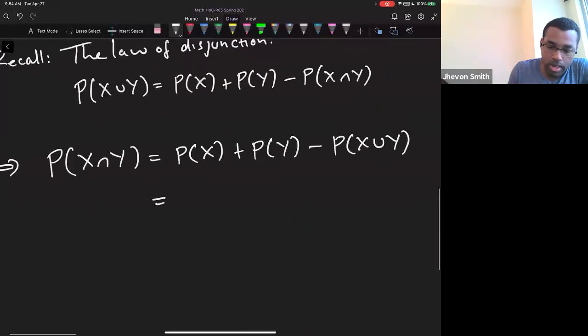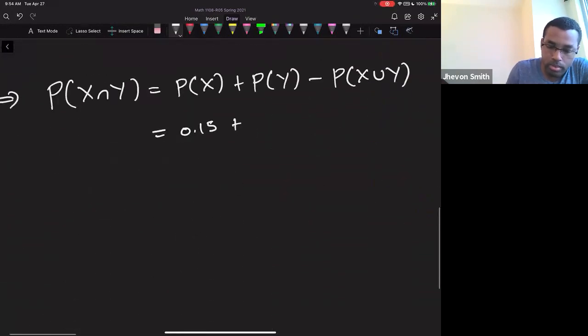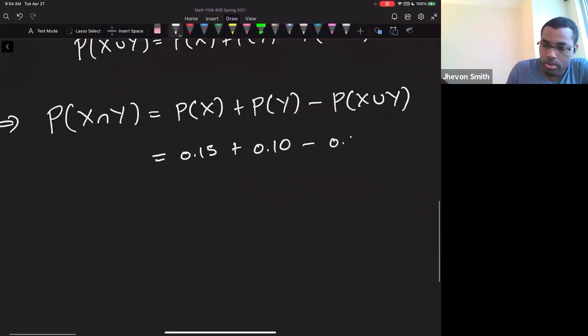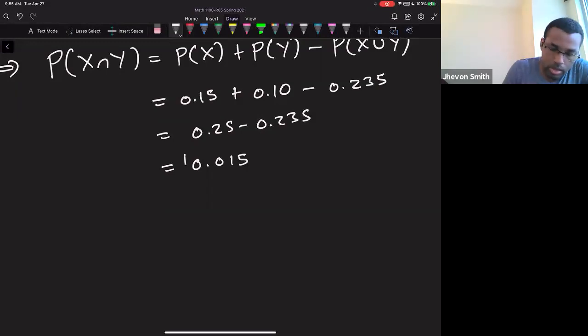So probability of X is 0.15. Probability of Y is 0.10. Probability of OR is 0.235. So that's 0.25 minus 0.235. So it's like 25 minus 23.5. You get like 1.5. So it's like 0.15 there. Right. So that's the fraction of students who will get an A in both courses with these made up numbers. Or if you want to write it as a fraction, 15 over 1,000.